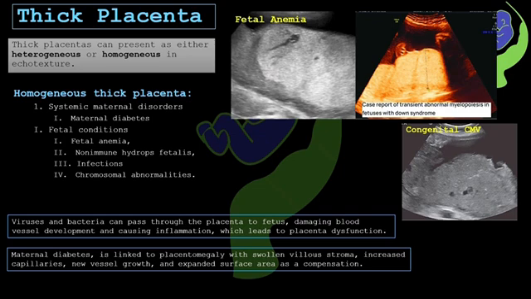The ultrasound images here show the homogeneously increased thickness of placenta in fetal anemia, and one case with abnormal myelopoiesis in a fetus with Down syndrome, and also the congenital CMV infection.